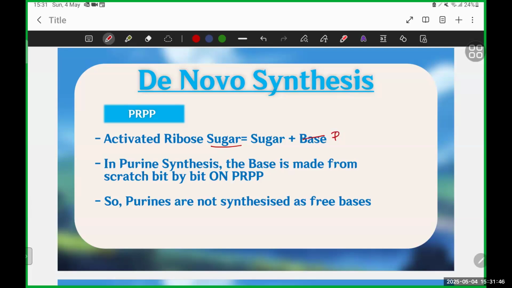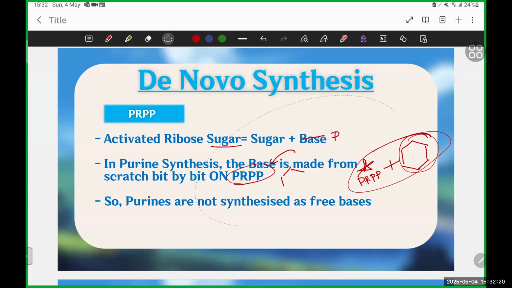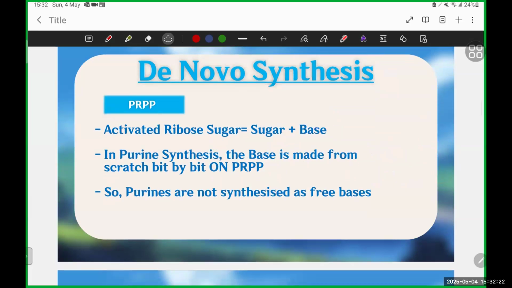In purine synthesis, the base is made from scratch, bit by bit, on PRPP. This is going to be one of the main differences between purine and pyrimidine. In pyrimidine, you make the base ring first, the hexagon ring, and then unite it with PRPP. Here, over PRPP, you make the ring one atom at a time, and then build the ring on top. So purines are not synthesized as free bases.